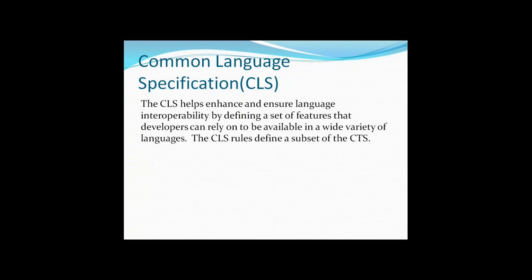So that being said, your common language specification is a set of rules which will help you in creating code which is interoperable between multiple languages. Fine. So all the .NET specific languages, or all the languages which are under your .NET framework's umbrella, they should be abiding by these set of rules so that they can interoperate between each other. Making sense?